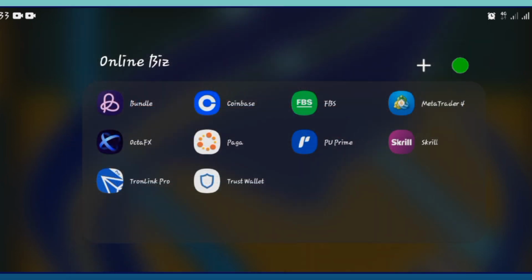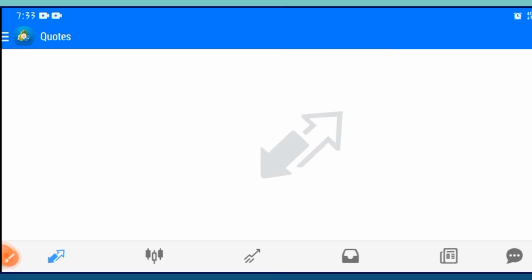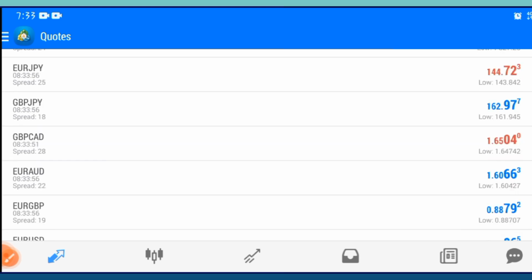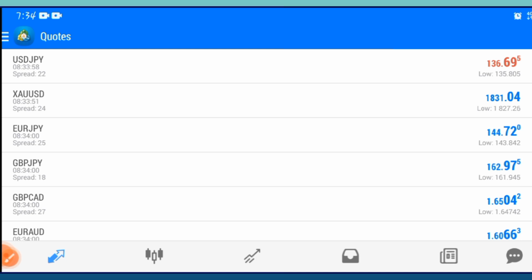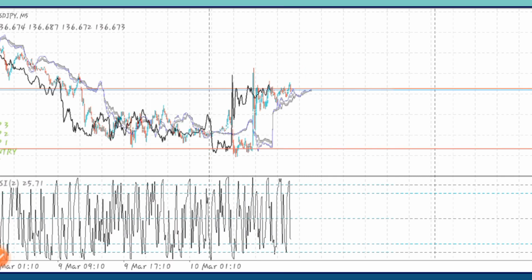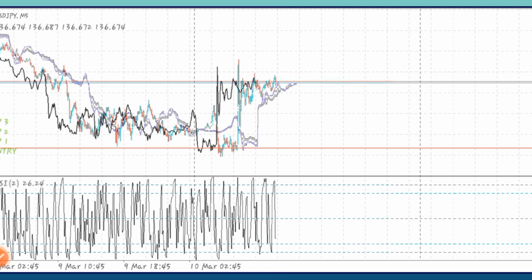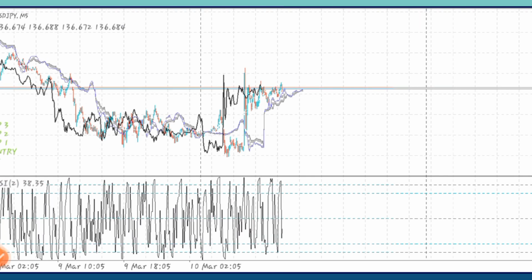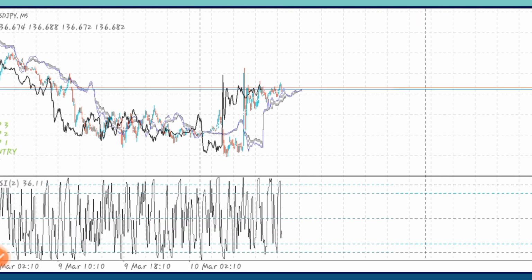Right now I'm going to use my MT4. MT4 is the platform I'm going to use in this trading. I have accounts with MT5 and TradingView, but right now I'm going to use MT4. So right here on my MT4 I'll be opening USD JPY as the currency pair. The currency pair I'm going to trade on is USD JPY. Right now it is on the 5 minutes time frame.